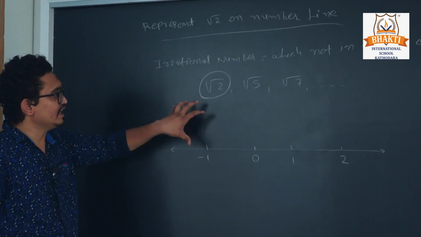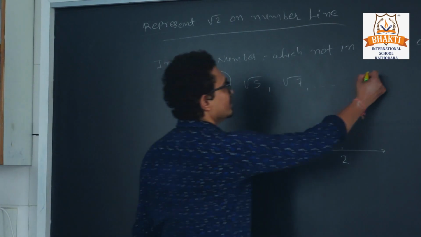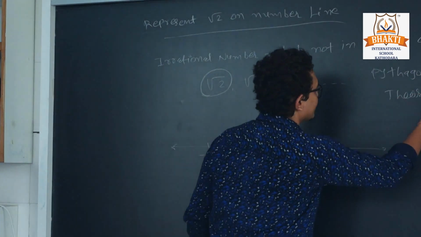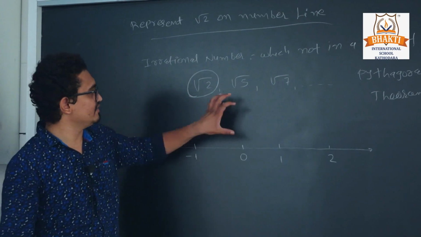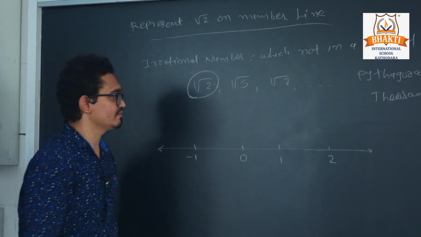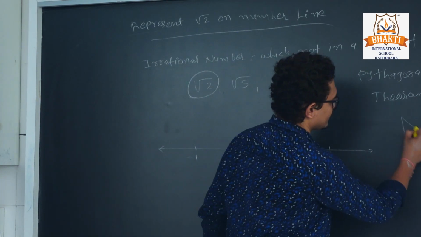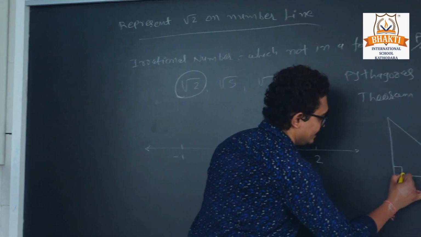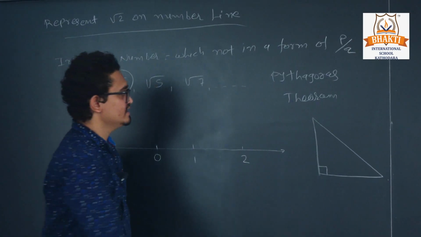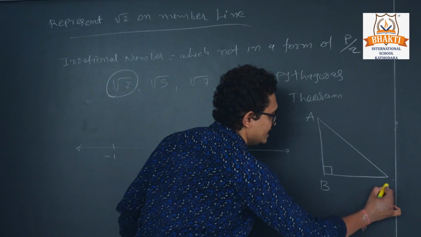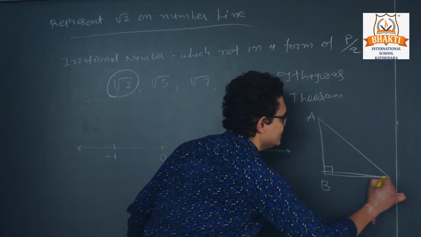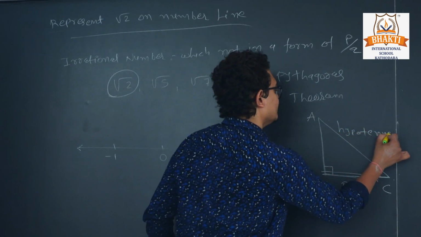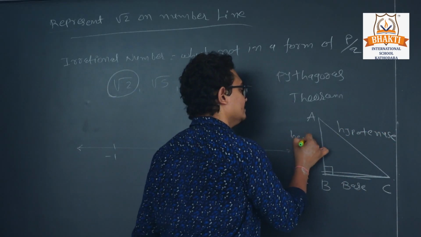For that you need to remember one basic theorem, called the Pythagoras theorem. It actually comes in standard 10, but here we have one application of it, so we can learn its basics. According to the Pythagoras theorem, we have a right angle triangle, in which one of the angles is 90 degrees. We can name it A, B and C. This is its base, this is its hypotenuse, and this is its altitude or height.